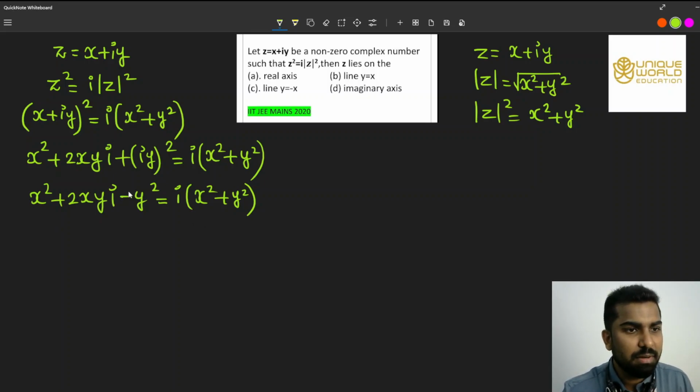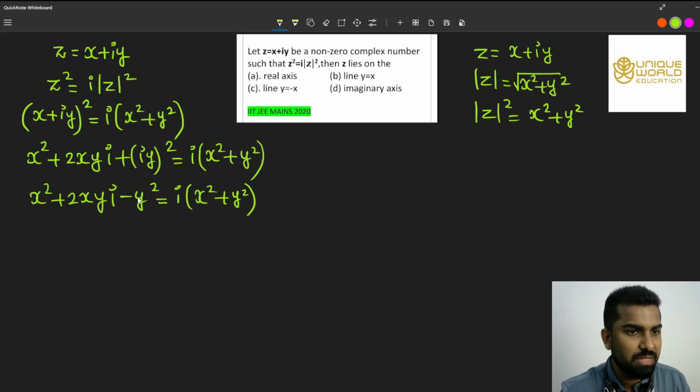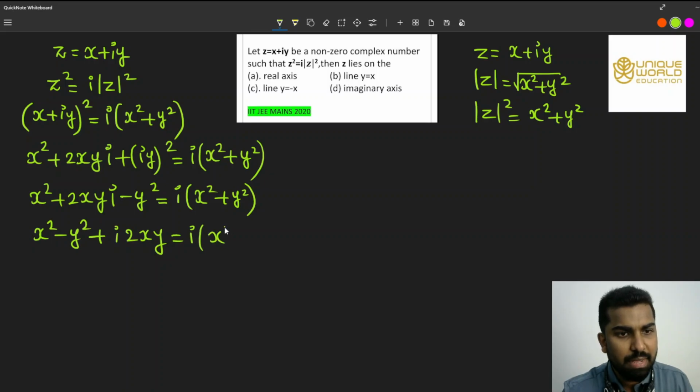Alright, just simplify, because we have to write the complex number in the form a plus ib. That's our only final intention: to write the complex number in the form of a plus ib. So writing the real part first, x square minus y square, that's the real part, plus i into 2xy, that will be equal to i into (x square plus y square).